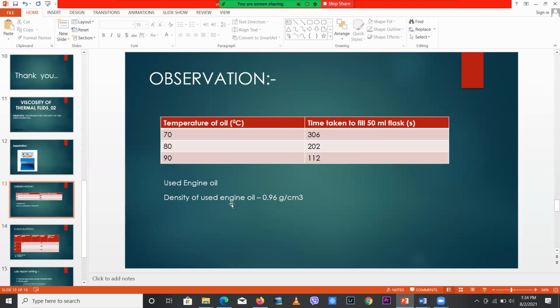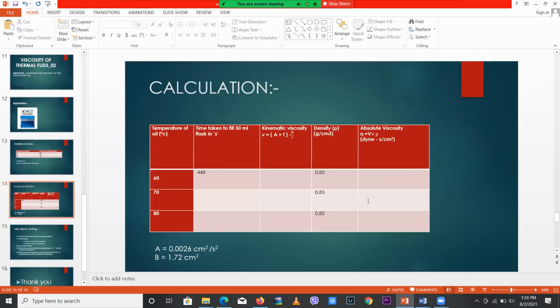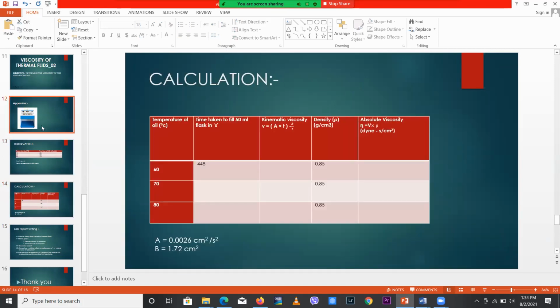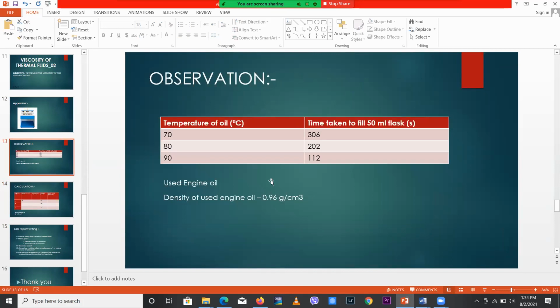So the density of used oil, I gave 1.96. You should not take the density as the same, but take it as 0.96. That will be a 0.1 difference. But I took this from the internet.